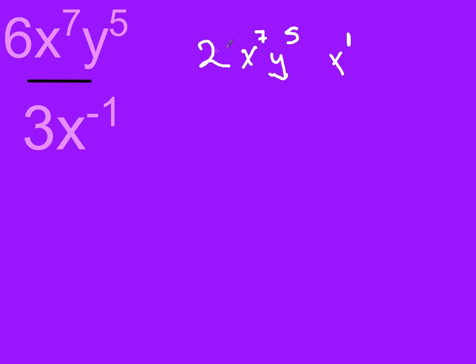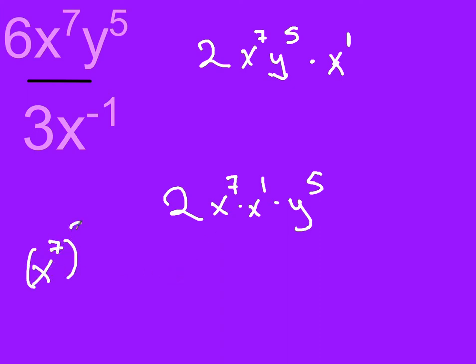I have 2 times x to the 7th times y to the 5th times x to the 1. And now here I can use another property of exponents. X to the 7th times x to the 1. I can rewrite it like this because multiplication is commutative, so I can switch y to the 5th and x to the 1. Now if you have x to the 7th times x raised to the 1, you add the exponents. Before, we had an example like this, where you would multiply the exponents. In this case, when you have x to the 7th times x to the 1, you simply add them.